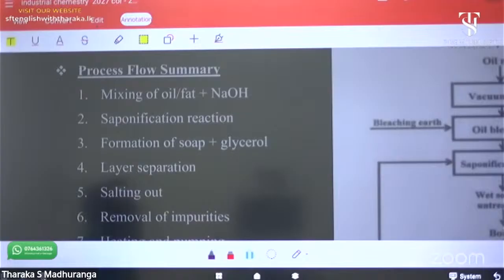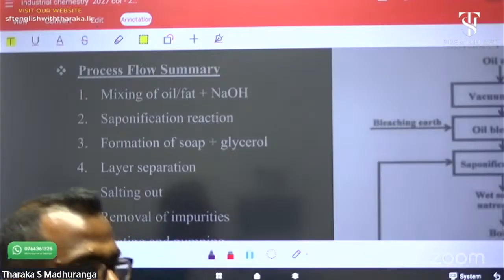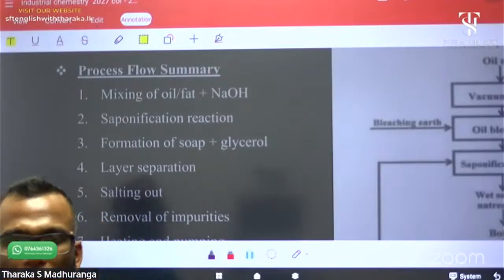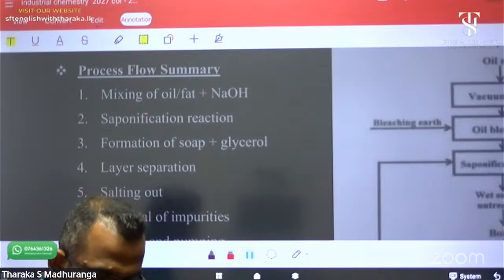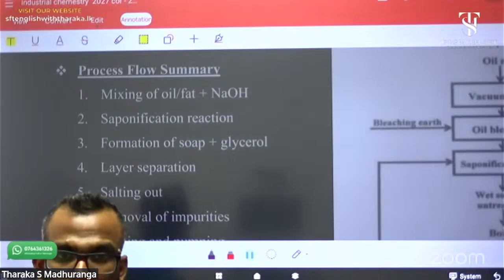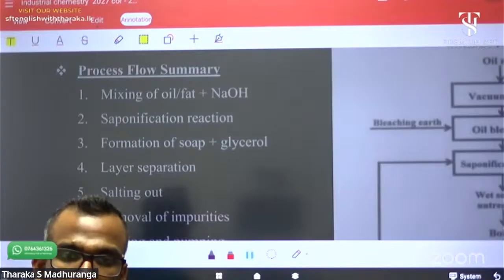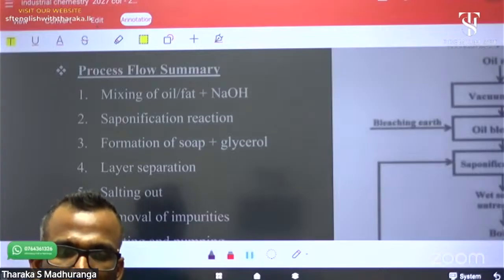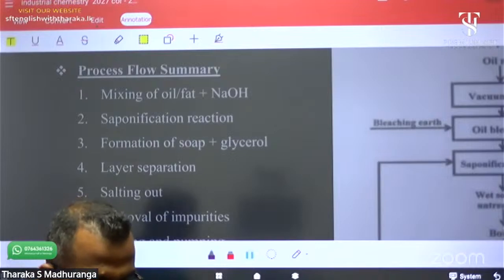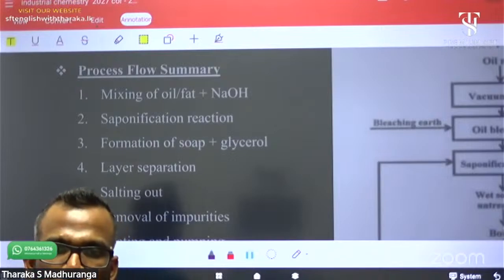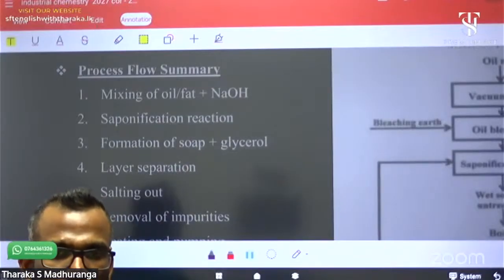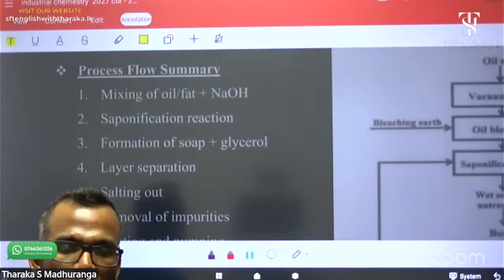There was an MCQ question. What's the purpose of adding citric acid to the separated soap? What's the answer? There was an exam question. What is the purpose of adding citric acid to the separated soap? MCQ question. Separated means the soap with glycerol removed.